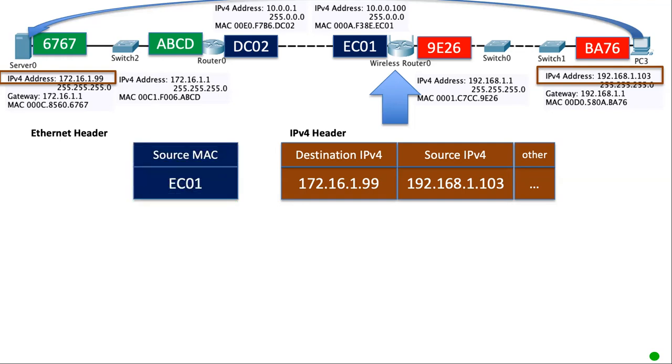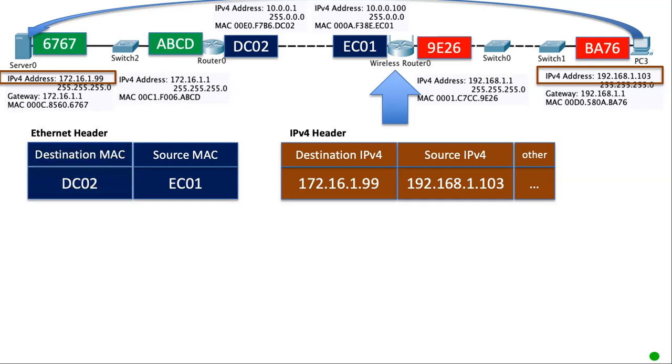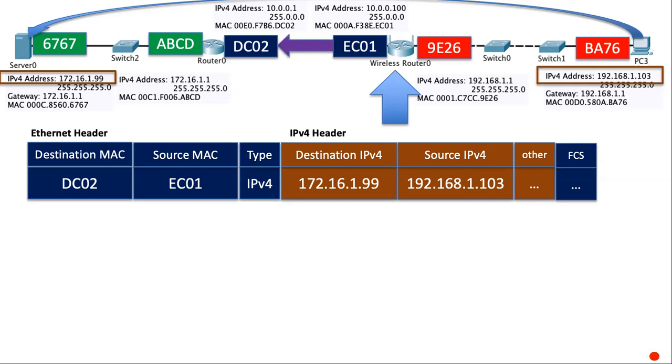So the source MAC address in this case will be of the Ethernet NIC card that the frame needs to exit on its way to router 0. So the source MAC address will be EC01. The destination MAC address will be that of router 0, DC02. Encapsulate the rest of the Ethernet header and trailer, and this Ethernet frame goes from EC01 to DC02.